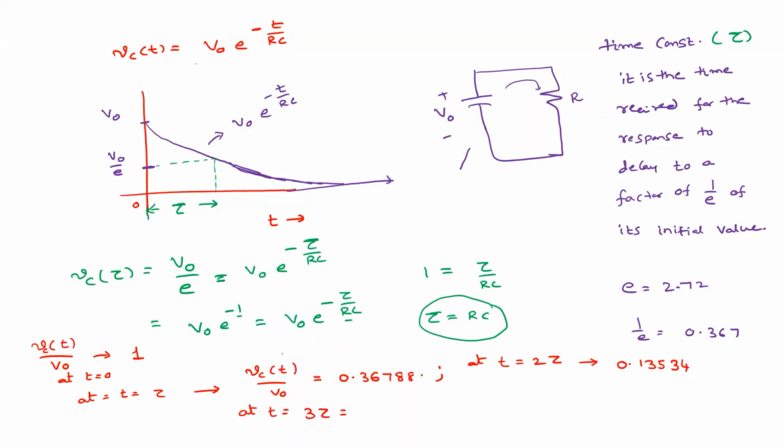Similarly, at T equal to 3 tau, what is its value? 1 by e cube. So that is roughly 0.04979. Similarly, at T equal to 4 tau, it will be roughly 0.01832. And at T equal to 5 tau, its value is 0.00674.